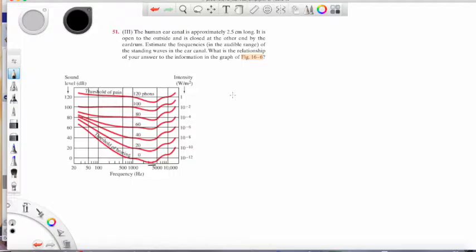In this graph we have the sensitivity of the ear. It tells us what is the lowest sound level that the ear can detect at any given frequency. We can see the ear being the most sensitive around 3 to 4,000 hertz, which coincides with our finding from the first part that the first fundamental frequency of the ear canal is 3,400 hertz.